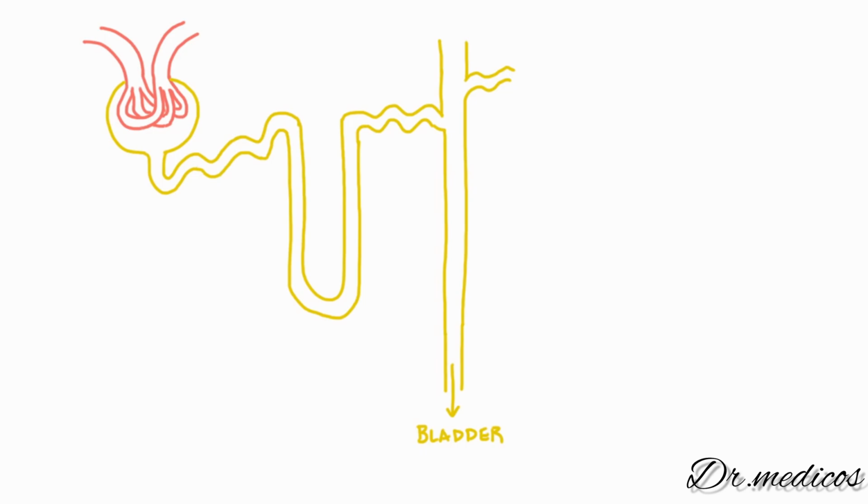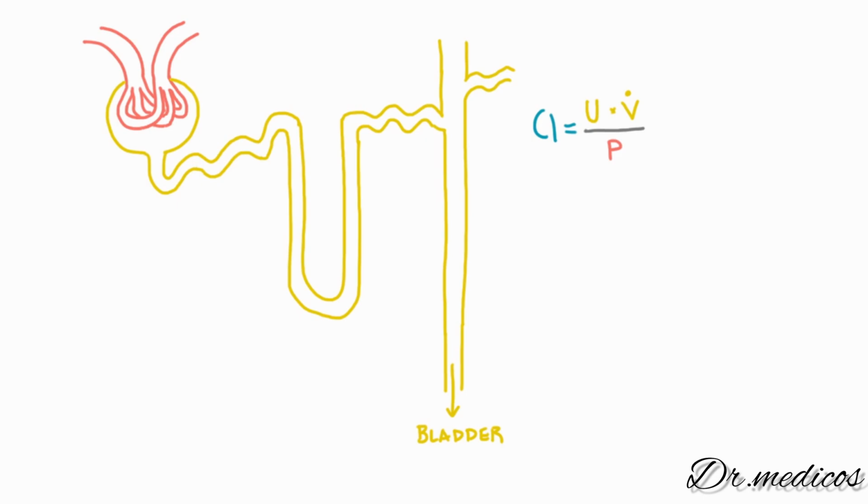So we can measure the clearance of a substance, and we do that using this formula that we looked at. But what good is it to measure the clearance of a substance? What does it tell us? Well, it tells us something about how the kidney is functioning, and I'll give you an example.